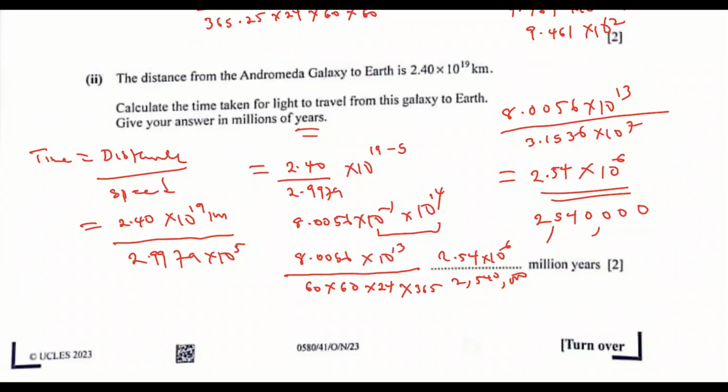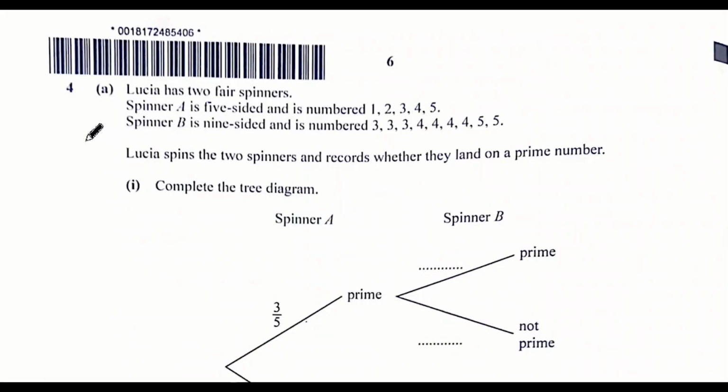So let's go to the next question. That will be question 4. Lucia has two fair spinners. Spinner A is 5-sided and is numbered 1 2 3 4 5. Spinner B is 9-sided and is numbered 3 3 3 4 4 4 4 5 and 5. Lucia spins the two spinners and records whether they land on a prime number.